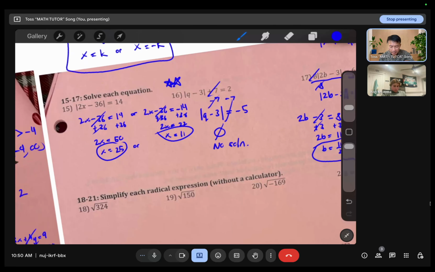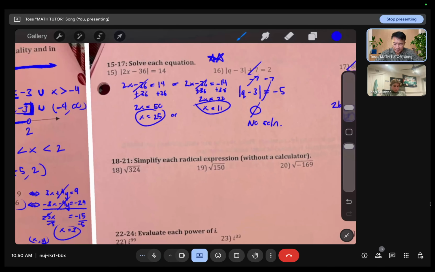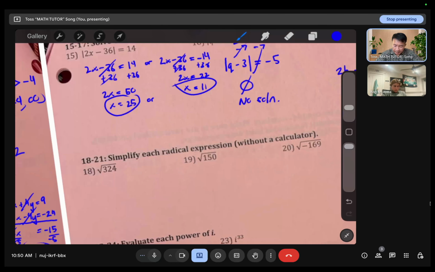Moving on. Without a calculator, simplify the radical. Okay. All right. Now, I don't know off the top of my head what is the biggest number that is a factor of 324. So I normally just go ahead and half it, and half it when it's even. So yeah, sometimes I catch it. I don't recognize this number.